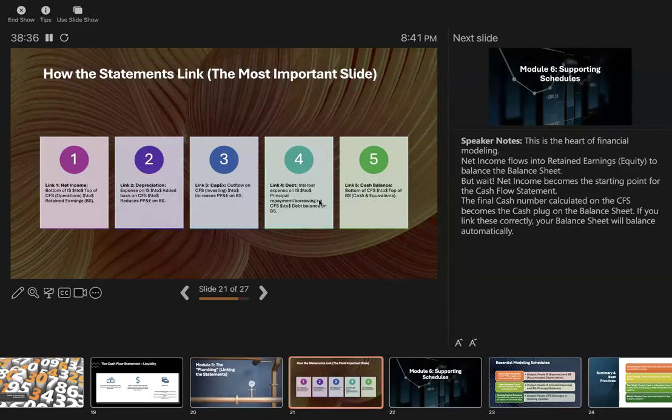Number 4 is basically debt. Here you have interest expense on the income statement. For the interest during construction, which we call IDC, it will not actually sit under the income statement. It will be capitalized and goes into the balance sheet. Then you have your cash balance, which is link 5. And that is how you actually put all these elements together.